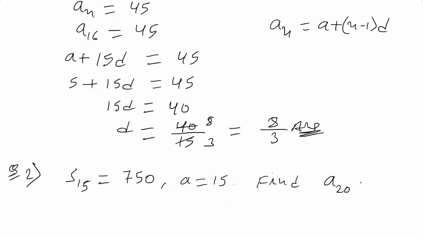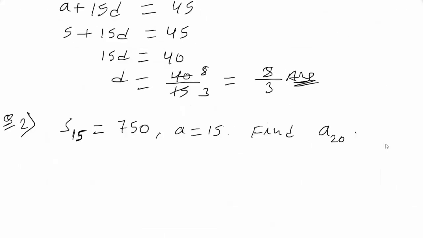Got it? So this is the next question. S15 is given, meaning the sum of the first 15 terms of an AP is given, which is 750. The first term is also given, a is the first term, which is 15. This 5 might seem to be an s, but remember when we are writing a number, it is obviously 5, it is not s. And we need to evaluate A20. So A20 is a plus 19d. We already know a, but we need to know d in order to find this. So how to find d? We'll evaluate d using this relation and this value.